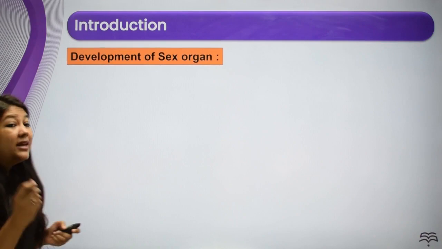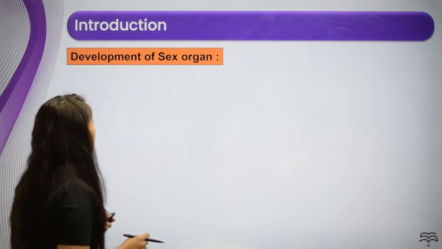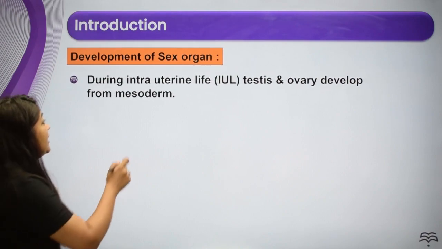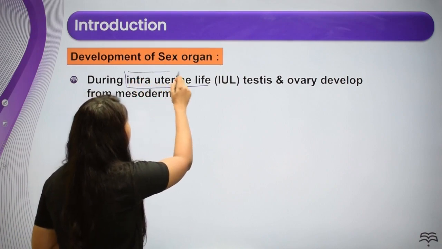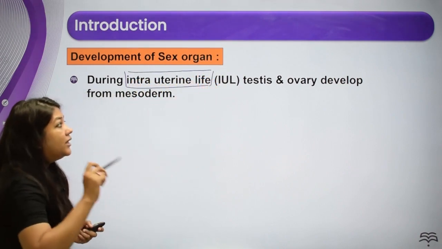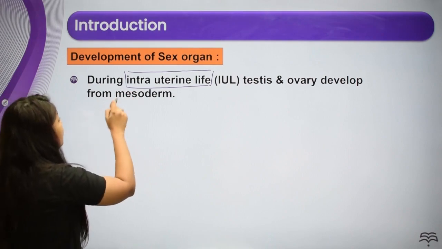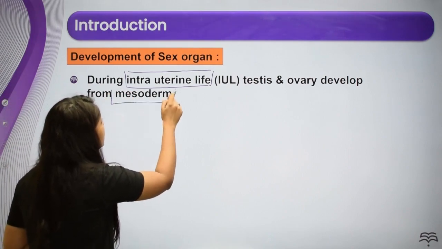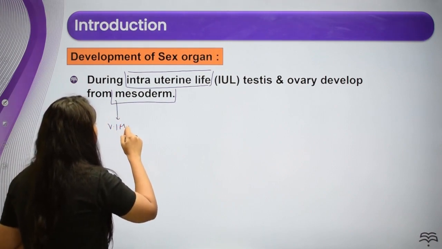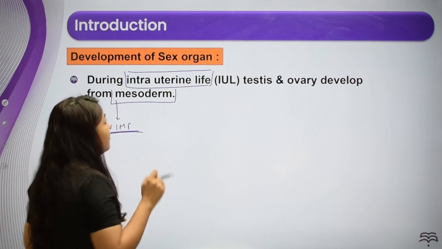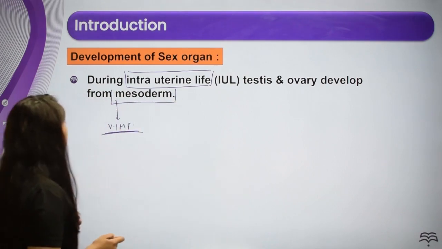Alright, now next very important part, development of the sex organs. Okay, so let's have a look. So during intrauterine life, when is the development of the sex organs happening? During intrauterine life, testes and ovaries, they develop from mesoderm. This is very important. ठीक है, इस पे क्वेश्चन भी आता है, कहाँ से डेवलप हो रहे हैं? They are developing from mesoderm.